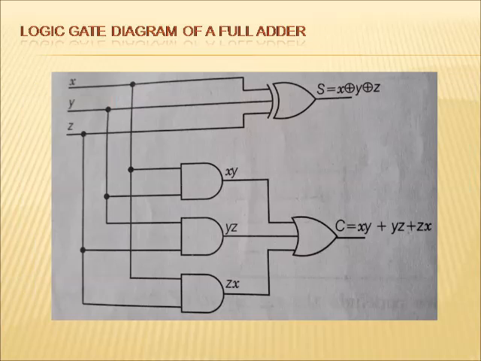Here you can see the logic gate diagram of a full adder. So 3 binary bits are there, namely X, Y, Z. The sum S is equal to X XOR Y XOR Z. And the carry we are representing as the sum of products, using an OR gate for the sum terms, that is XY plus YZ plus ZX.